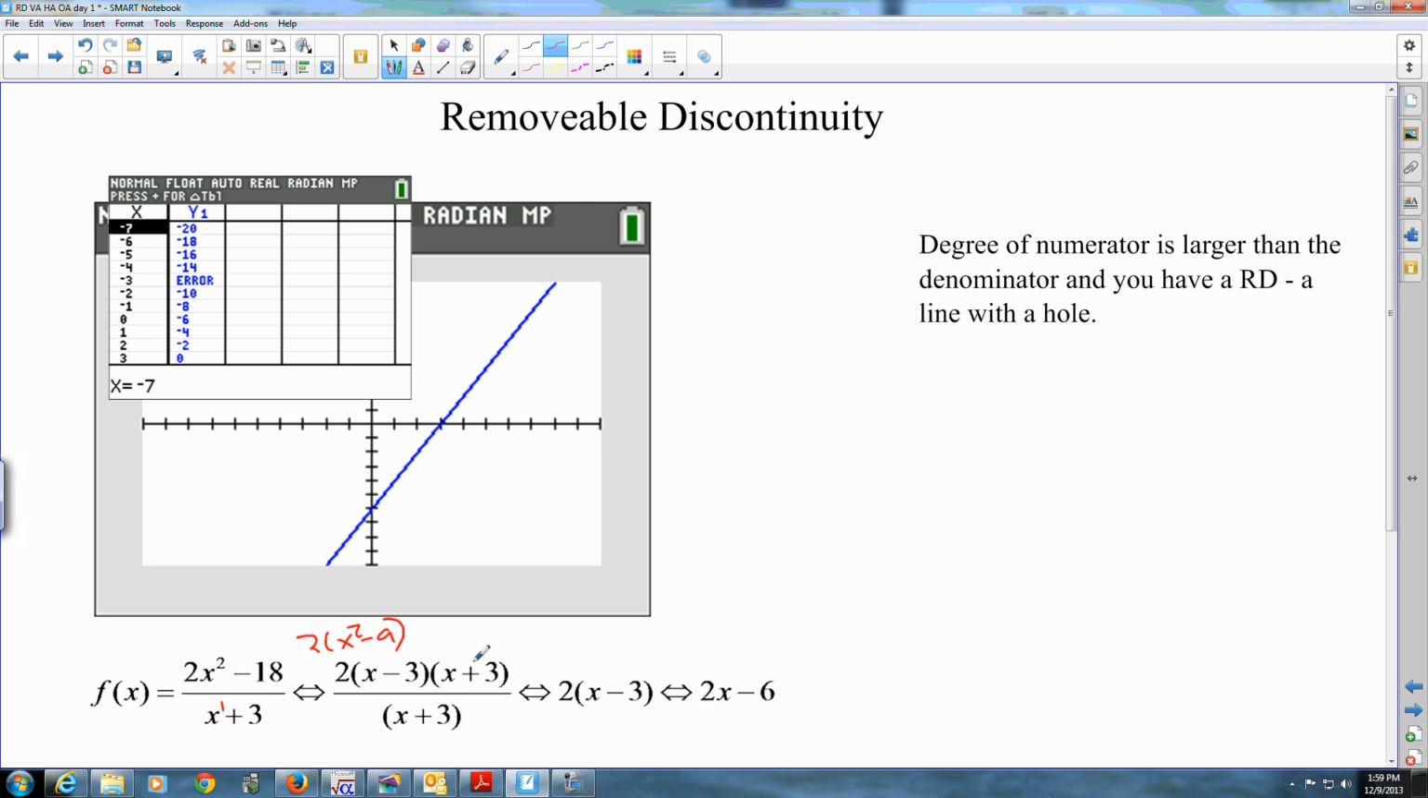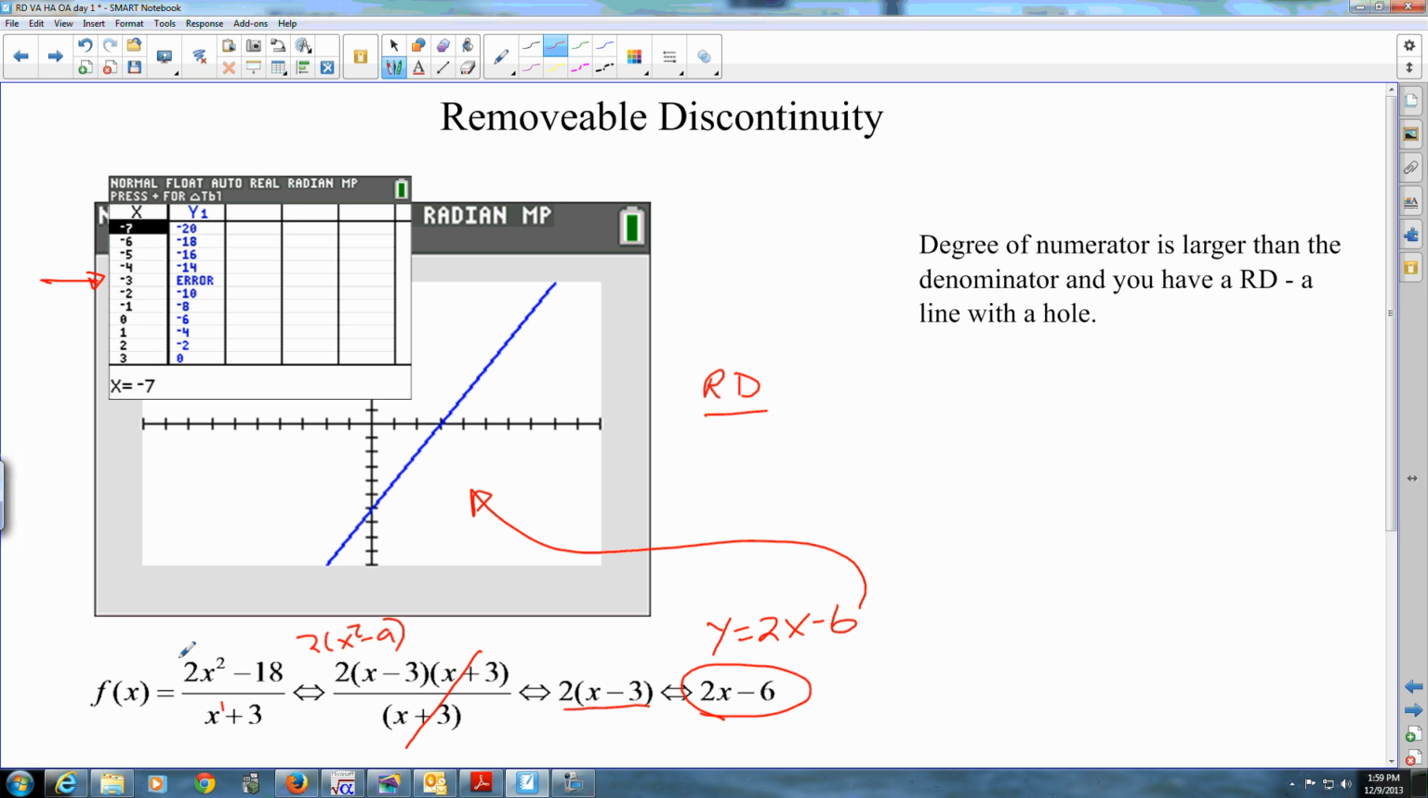And what I want you guys to see is that this cancels out. That creates a hole. When you have factors that cancel, you get a removable discontinuity. All right? That gives you this, because that's what's left. Distribute the 2 in. Here you go. This is not an oblique asymptote. This is a line. If you were to graph y is equal to 2x minus 6, you would see a line. There it is. But when you look at the table, look and see what's happening at -3.